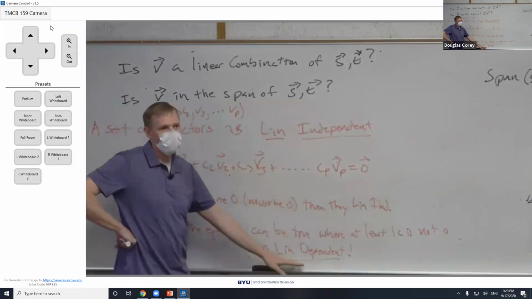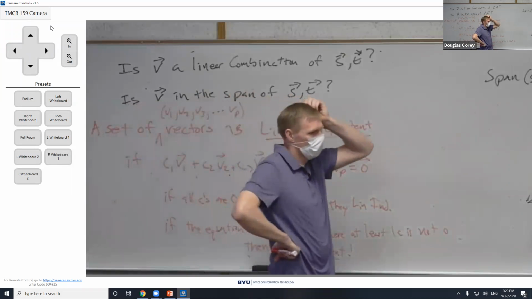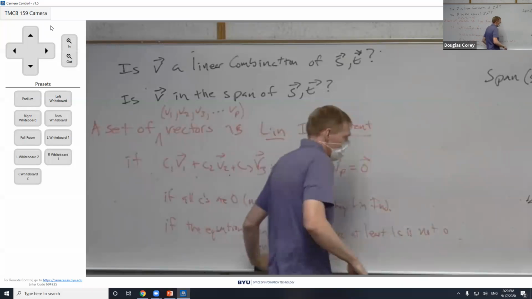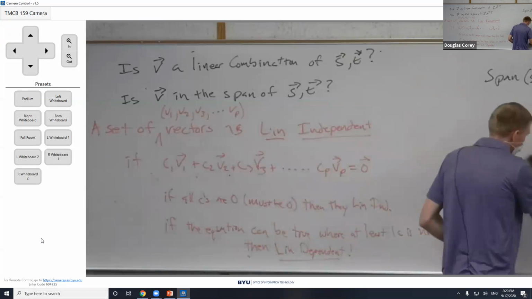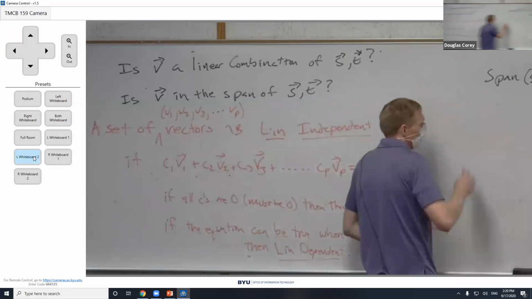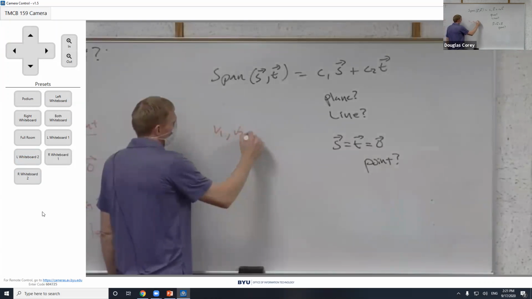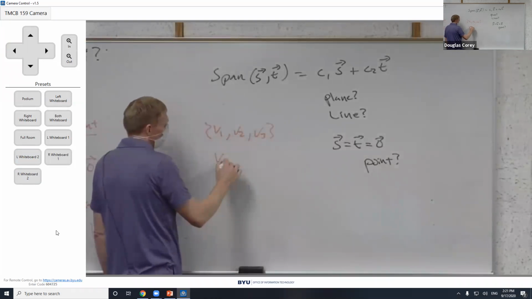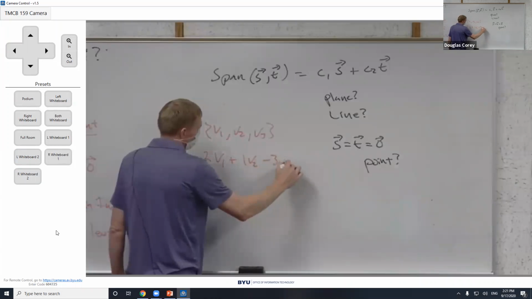Yes? Why does setting this equal to 0 tell us that? Why does that work? Why does that help? Let me just write down a simple example. Suppose I have 3 vectors, vector 1, vector 2, vector 3. And I can say, okay, 2 vector 1s plus 1 vector 2 minus 3 vector 3s equals 0.